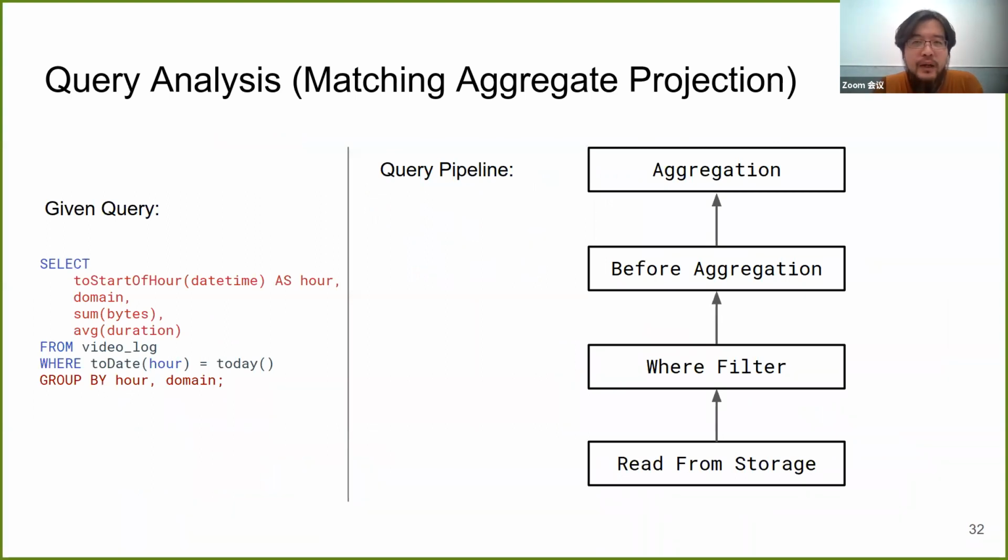Let's split the query into stages. It mainly consists of 4 steps: reading from storage, filtering by where predicates, building column arguments for aggregation, and aggregating data at the end. We will traverse backward to see if each step can be answered by projection PAG.